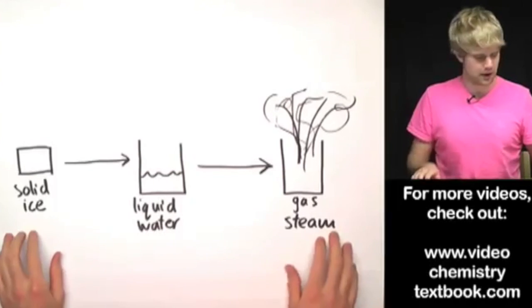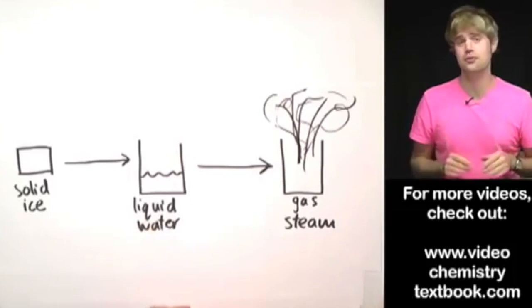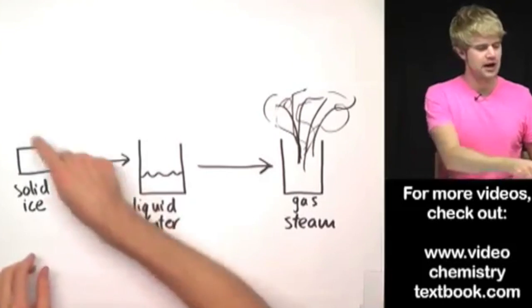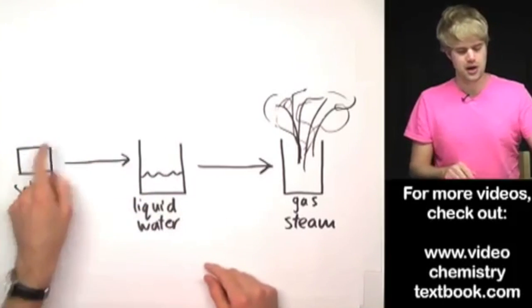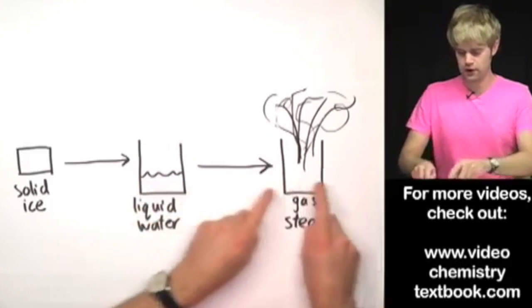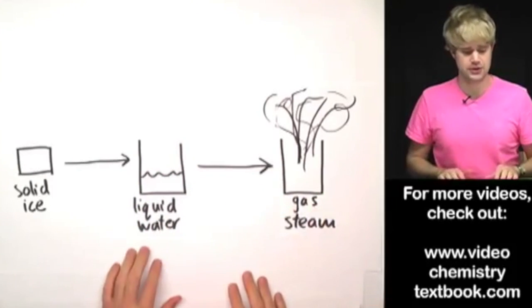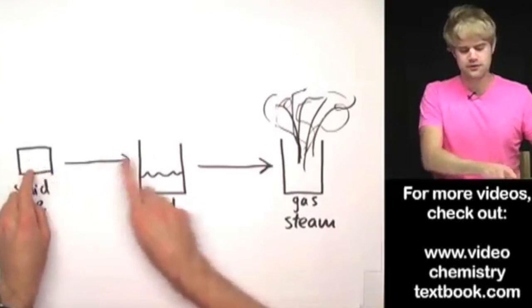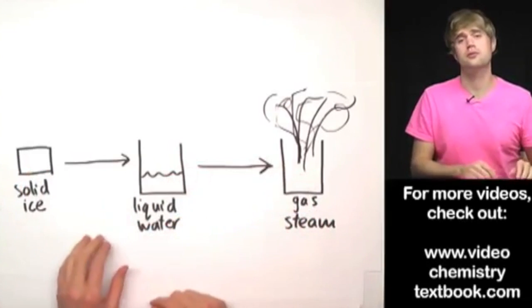So in this diagram here, I have some phase changes that are very familiar to you from daily life. I have a big hunk of solid ice melting to become liquid water. And then I have this liquid water boiling to become steam, which is a gas. So are these phase changes endothermic or exothermic?